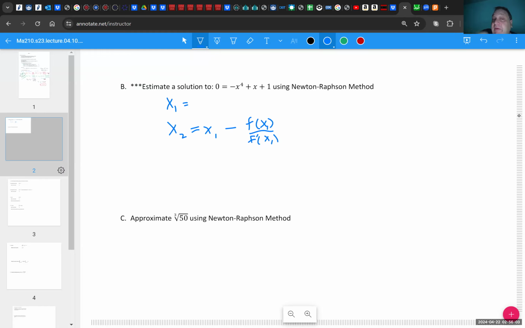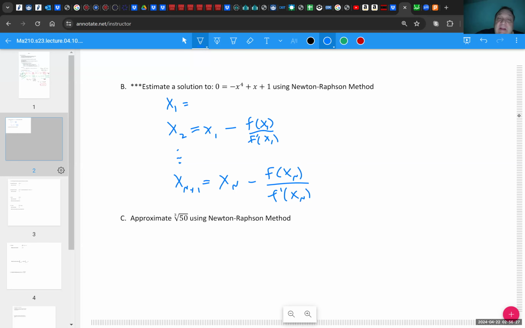And it requires the derivative. That's why the function has to be differentiable, because you have to plug in the derivative here. And we repeat this process so that any new guess is going to be the previous guess minus the value of the function at that previous guess divided by the value of the derivative at the previous guess. So that's your Newton-Raphson formula.